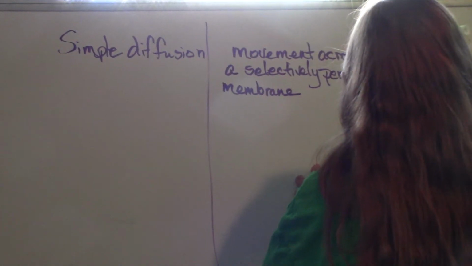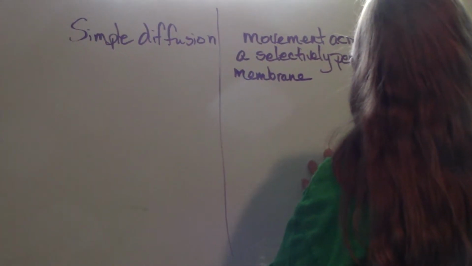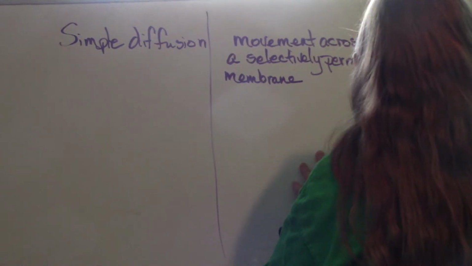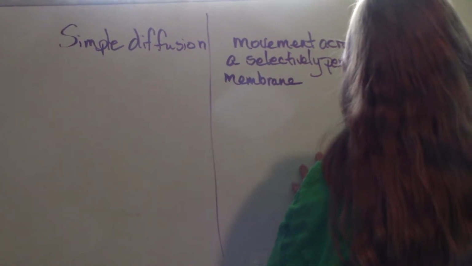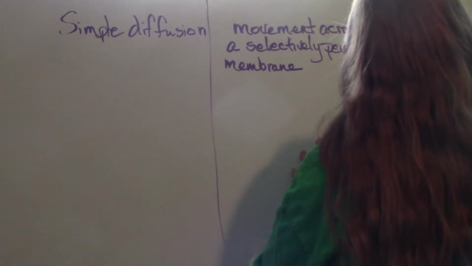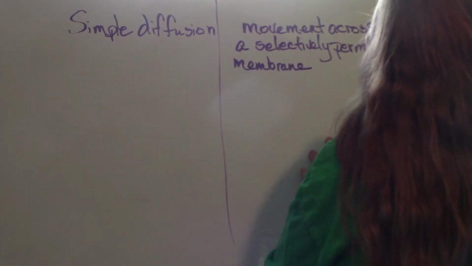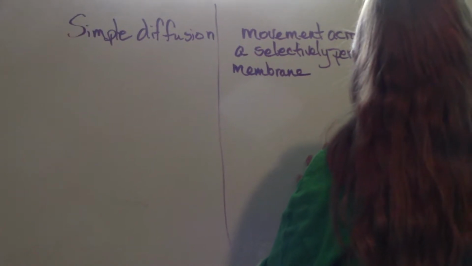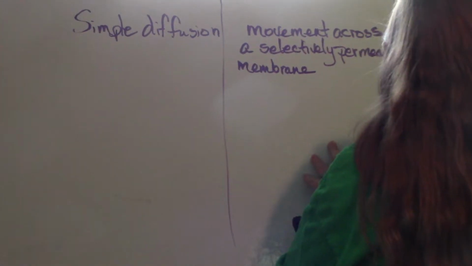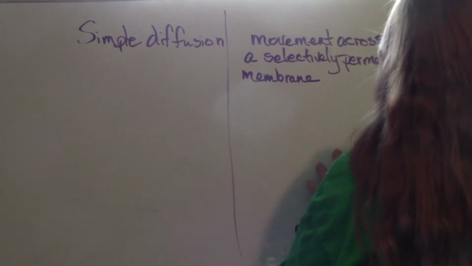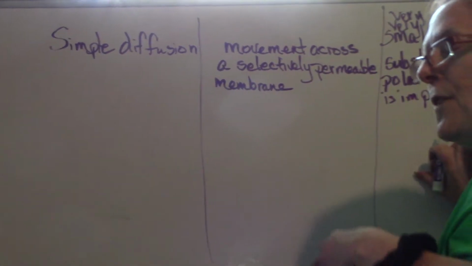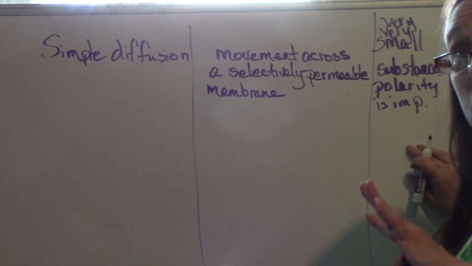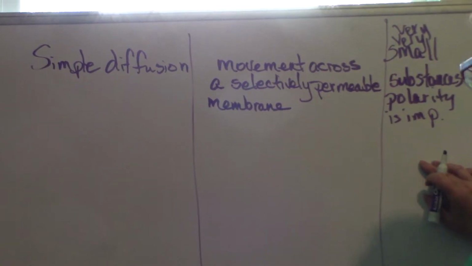So, small, very, very small substances. And polarity, this is where your chemistry comes in. Polarity is important. Remember that the phospholipid heads are polar and the tails are nonpolar.